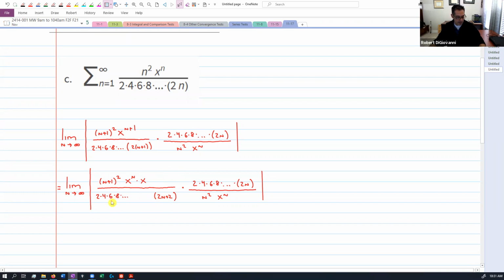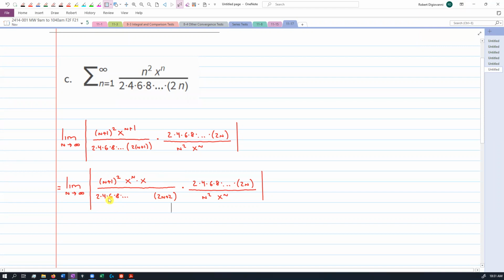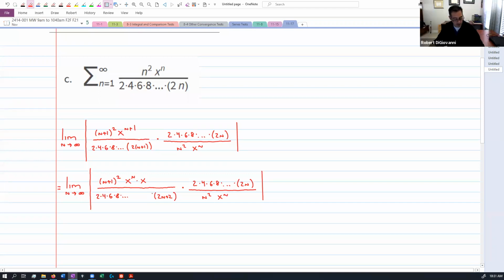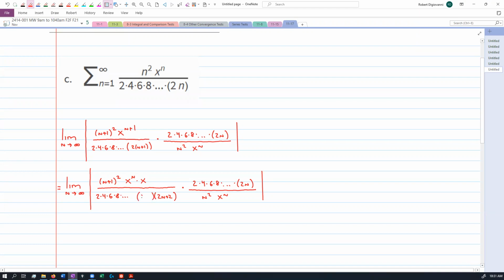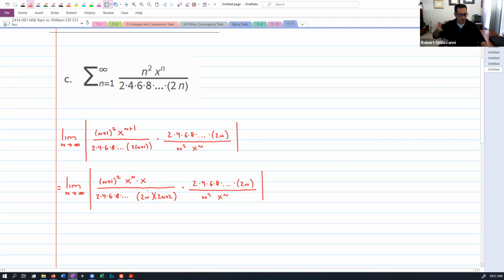What's the pattern here? Aren't they 2 less each time? It's 2n plus 2, but then take away 2, right? 2n. So just 2n. Now it's important to see that because that's going to help you with the canceling. So let's take care of the easy ones. x to the n's gone, 2's are gone, 4's are gone, 6 gone, 8 gone, all the dot dot dots are gone. The 2n is gone, the 2n is gone. Everything else looks like it stays.